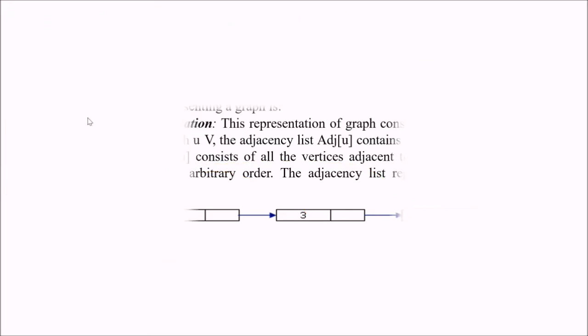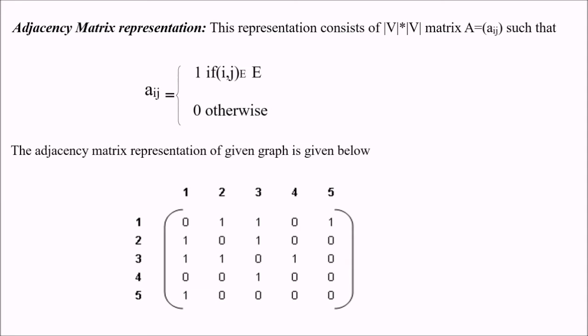And how you are going to make the adjacency matrix. You know that the representation consists of V by V matrix. That is 5 rows, 5 columns. 5 into 5, 25 cells.